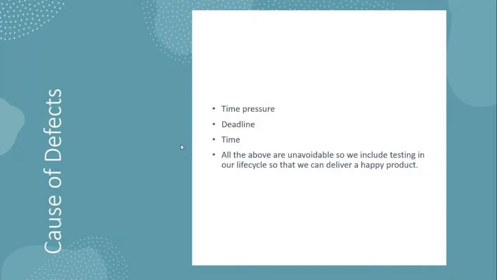All of these are unavoidable; you cannot avoid any of them. You cannot keep building your product for hundreds of thousands of years. There will be some deadline, and obviously when you put a deadline, pressure is created. These are things you cannot avoid in any circumstances. That is where, if we include testing in these phases, after each and every phase we test the product and tell the developer.